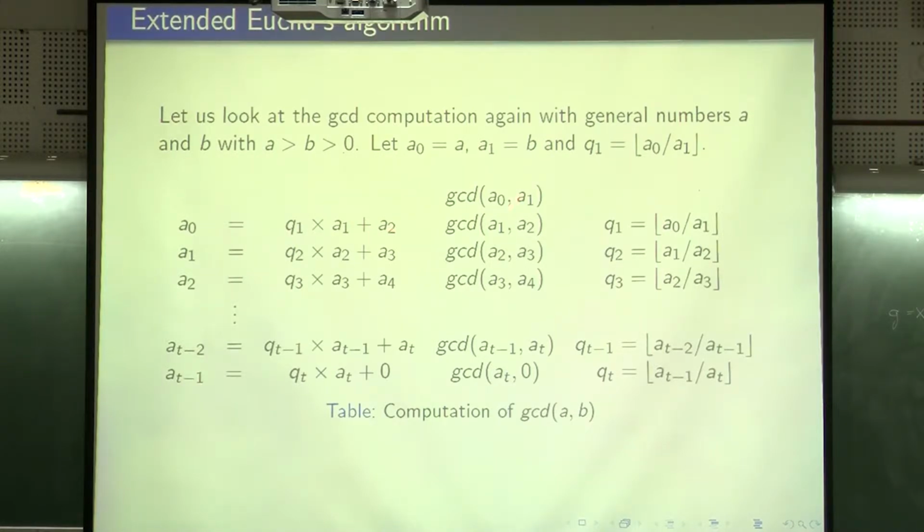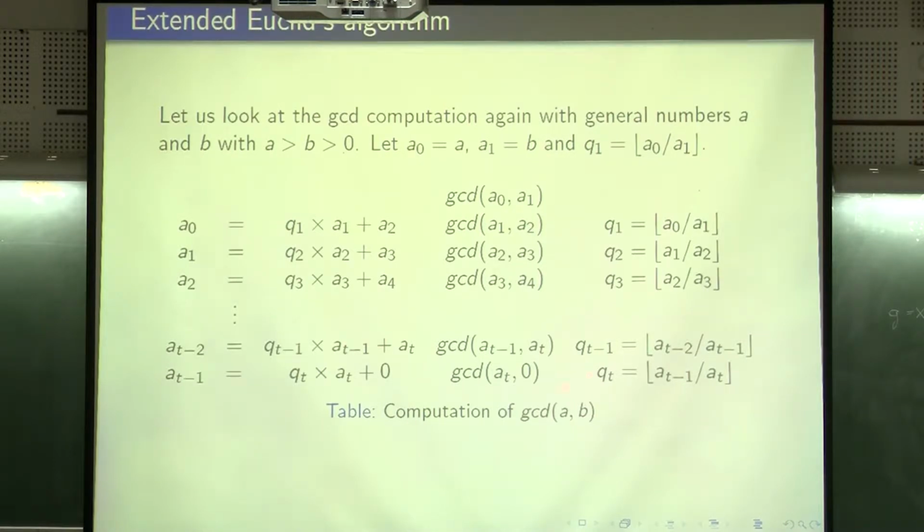You have now transformed the problem into one where the size has decreased a little bit. Obviously you can run it again and repeat it, and since the argument decreases every time, eventually the remainder becomes 0 at some point. The remainder just before that step becomes the GCD.